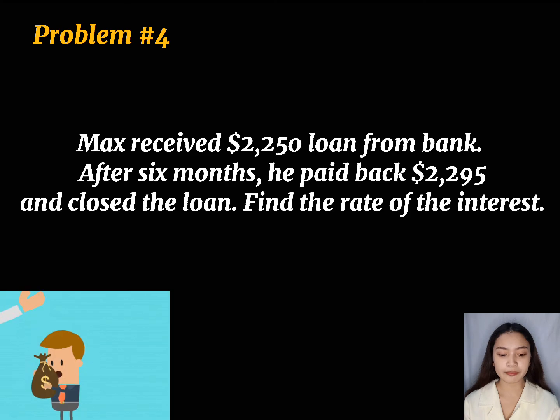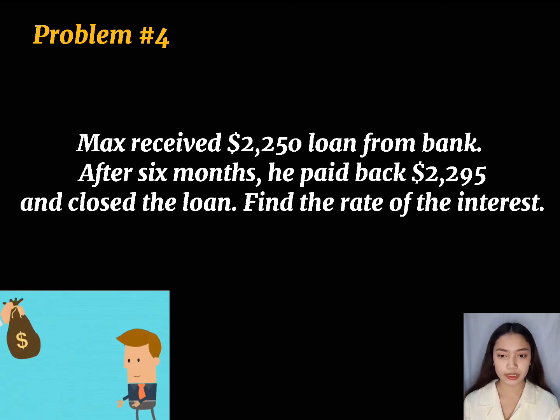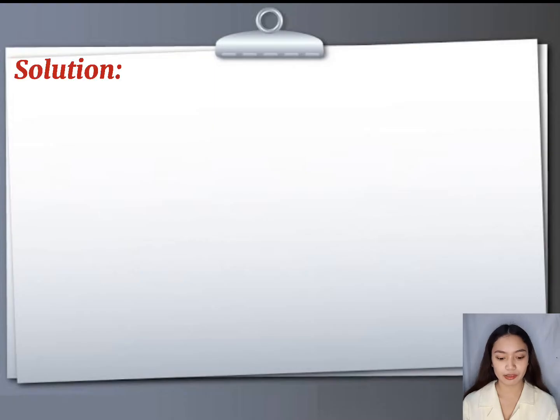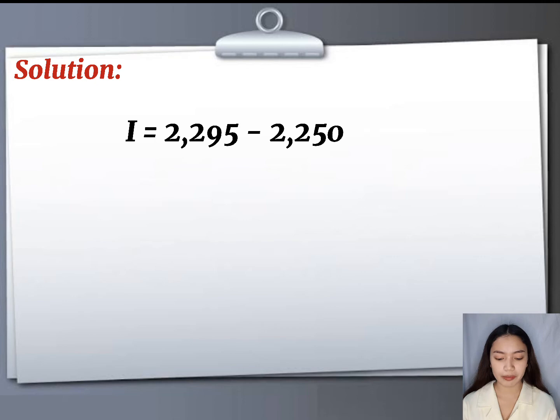For our fourth problem, Max received a $2,250 loan from a bank. After 6 months, he paid back $2,295 and closed the loan. Find the rate of the interest. So let us solve. To find the interest, first we need to subtract the principal from the amount. We have I is equal to 2,295 minus 2,250. I is equal to 45, so our interest is 45.